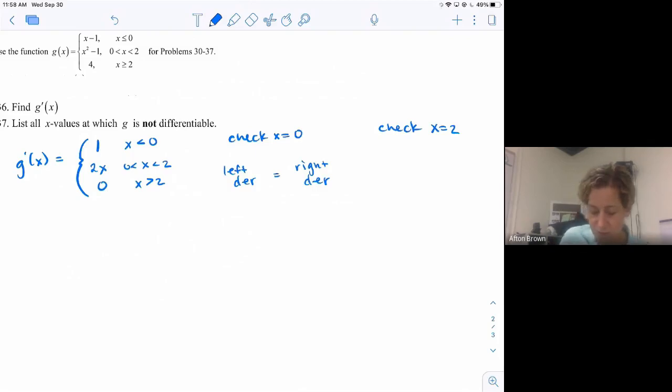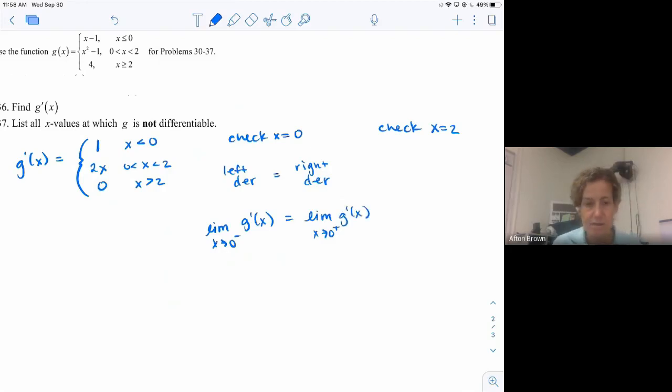Now, the mathematical notation would be I'm taking the limit as x approaches 0, because that's the number I'm checking, from the left, so the left would be the negative side, of g prime. I want to know, does that equal the limit as x approaches 0 from the positive side of g prime? Is the slope from one side the same as the slope from the other side? So if we're plugging in 0 from the negative side, we'd be on this function, but there isn't an x to plug in, so that limit is 1.